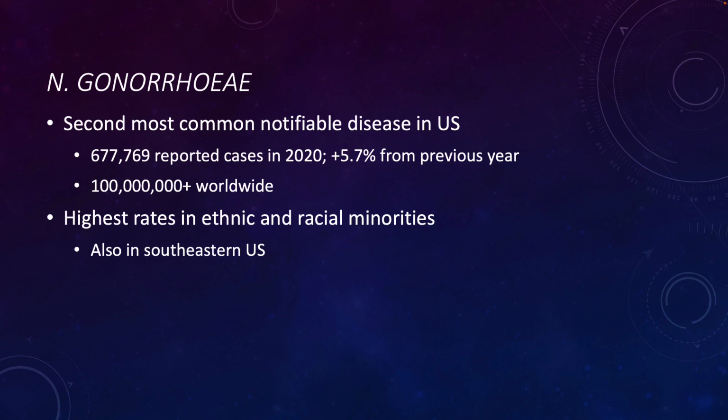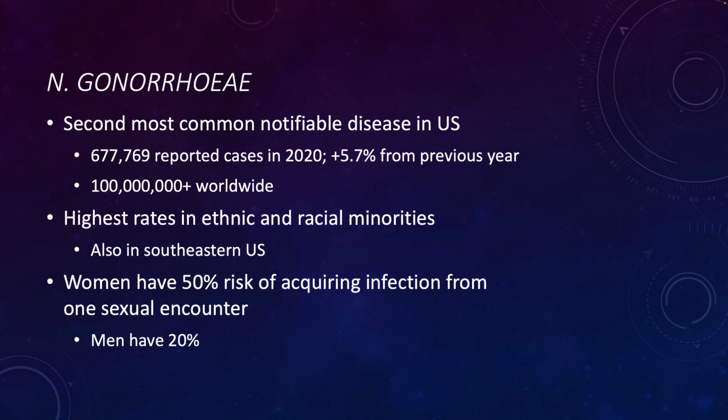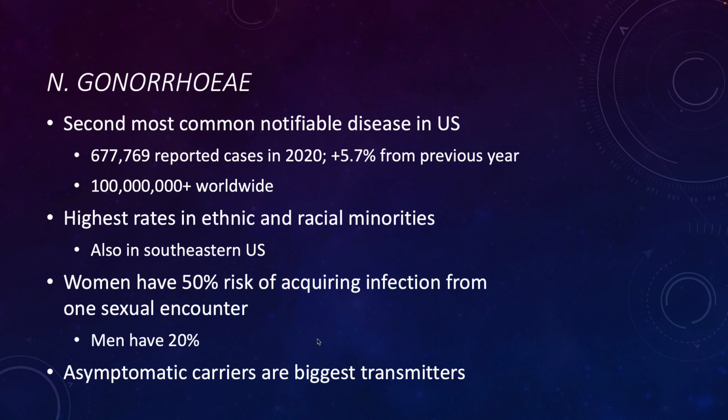On the next slide, I'm going to show you a map of the US at the county level, and you can kind of see those areas where infection rates are really high. Women have a 50% risk of acquiring infection from a sexual encounter with an infected partner. Men have about a 20% risk of acquiring the infection. And asymptomatic carriers are the biggest transmitters. Generally, when a patient is experiencing symptoms, they will go seek treatment. The symptoms are rather noticeable. So when patients don't have symptoms, they don't seek treatment, and that's how you get additional transmission.